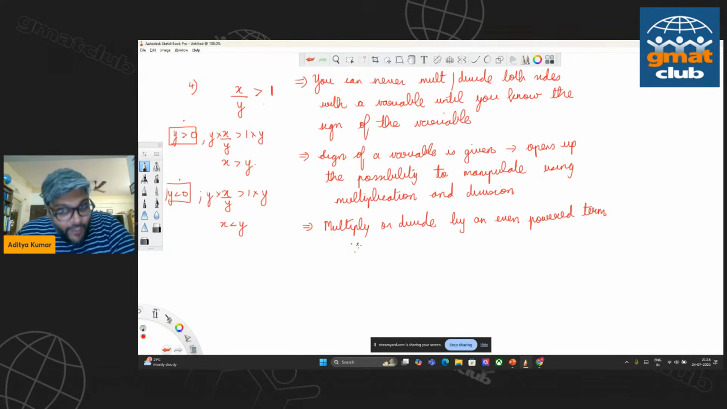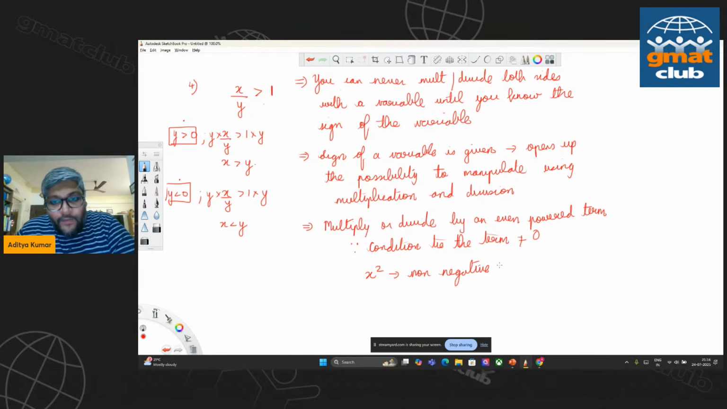There's a catch here. You can multiply and divide both sides with an even power term, but it has to be conditioned to the term not being equal to 0. What you need to understand here is this: a square term is not positive, a square term is non-negative. The meaning of non-negative is it should be 0 or positive. So you can multiply or divide both sides by an even power term conditioned to that term not being equal to 0.